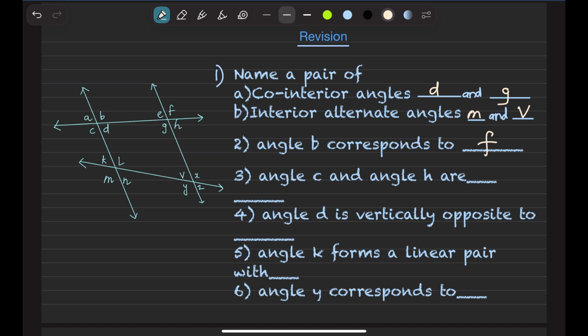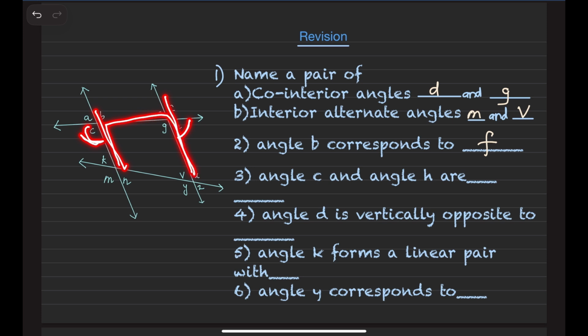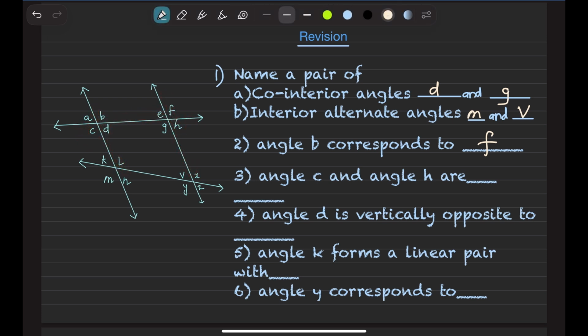Angle C and angle H are dash. Angle C, where is angle C? Here. And angle H. Okay, the lines are parallel over here. It's forming a C. They are co-exterior angles.